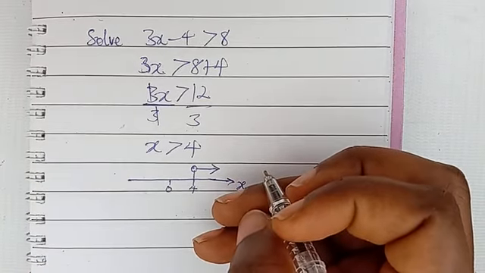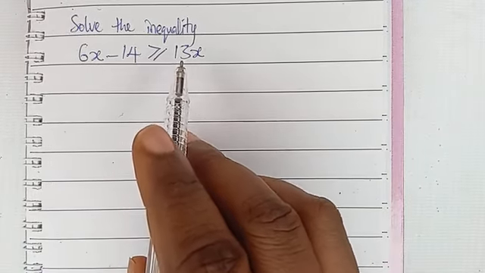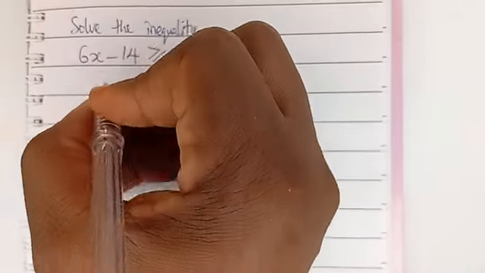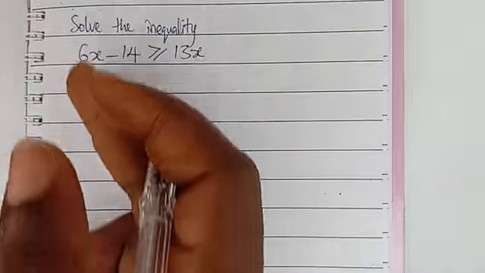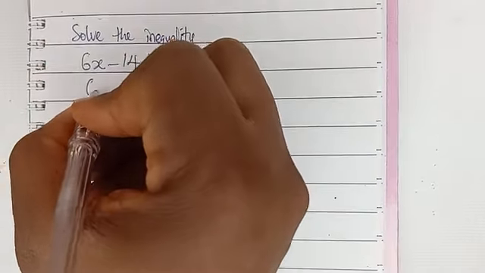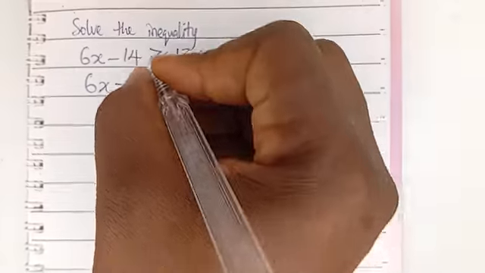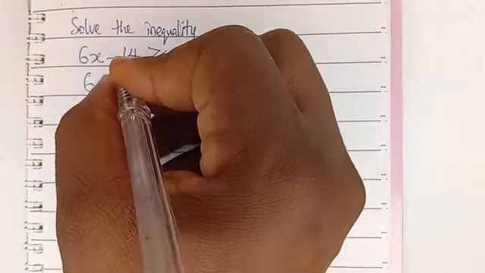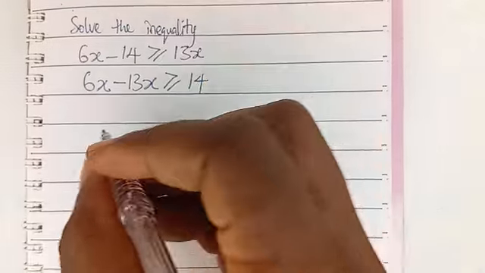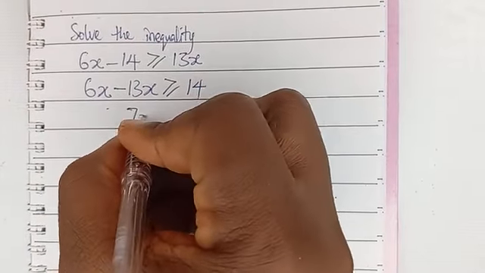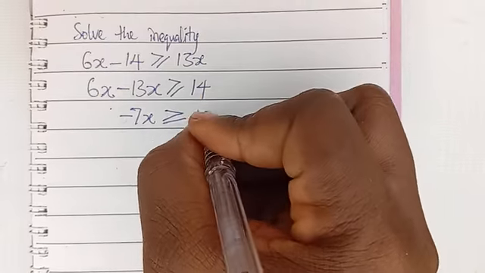Now let's get on to the next example. Solve the inequality 6x minus 14 greater than or equal to 13x. We collect like terms, of course. I like to collect the unknown variables on the left hand side of the equation. 6x, then 13x crosses over to be a negative 13x. We have our sign greater than or equal to. Then negative 14 crosses over the inequality sign to be a positive 14. 6x minus 13x is negative 7x. And then we have that it is greater than or equal to 14.